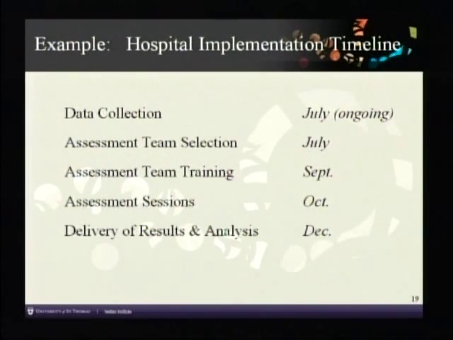The training of the assessment teams takes place in the third month of the implementation, in this case in a September timeframe. The assessment sessions themselves typically follow on the training about 4 weeks later, about 1 month later. We want to capitalize on the training by pretty quickly following up and performing the assessment. And then it typically takes the Veritas Institute to take all the results and analyze those results and put them into a format. It typically takes about 2 months for us to do. So in this case, the hospital would be looking at receiving a formal report from us in December.